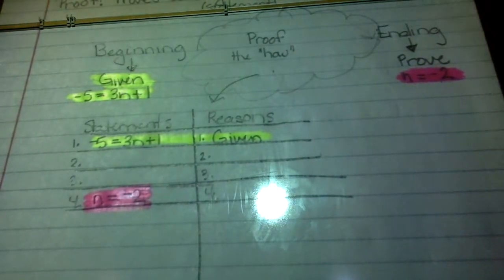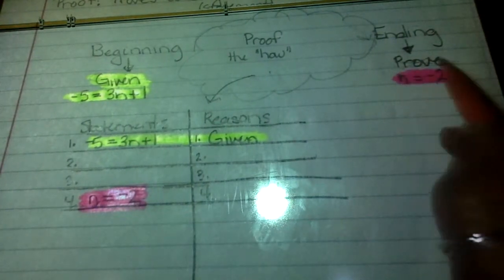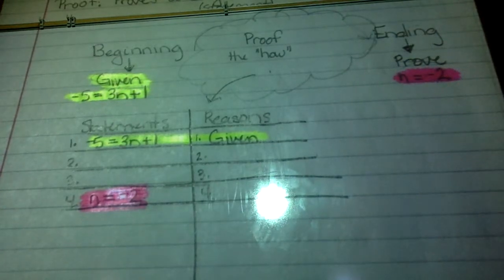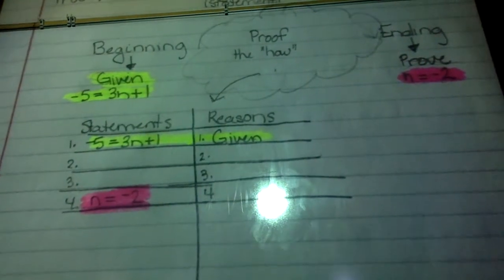You will never use the word prove in a proof. It's like using the word in its definition. You can't do that. Okay, so this is again every single proof you write has this setup. So if you can do this, that's at least some credit. That's a start. Our given is at the beginning, our proof is at the end, and our statements and reasons columns are ready to go.